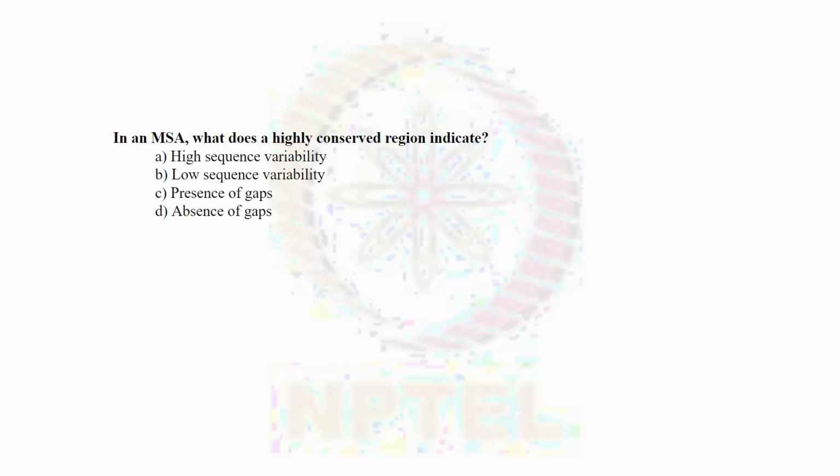In a multiple sequence alignment, a highly conserved region indicates low sequence variability. That is, they are similar, the same across.